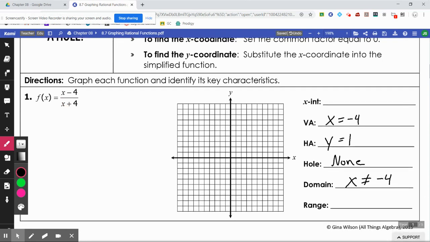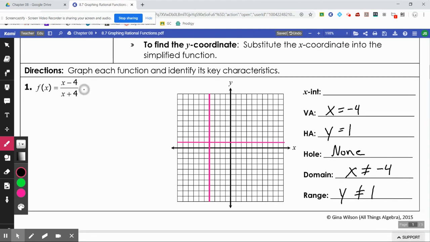Now let's go ahead and draw that horizontal and vertical asymptote. And there those are. Now last step, let's find our x-intercept. By the way, your range, you can say your range is everything except for where that horizontal asymptote is located. Now your x-intercepts. I told you in order to find an x-intercept, we're going to set the y value equal to 0.